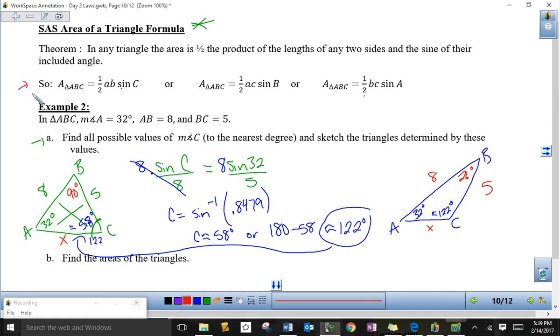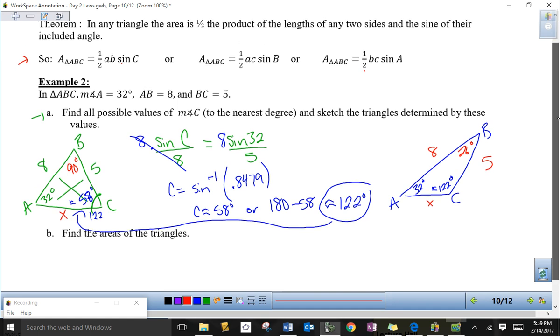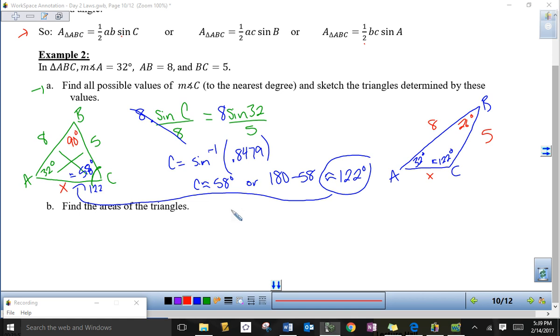In our formulas back up here, we've got the side, angle, side, area of a triangle. So if we know two sides and the included angle, we can find the formula by taking 1/2 of those two sides multiplied together times the sine of the included angle. Okay, so let's do that for both of our triangles here. There's two different ones, so we're going to have two different areas, and we'll have 1/2 the two sides that we're given, 8 and 5, times the sine of the angle in between. So the angle in between here is the 90.